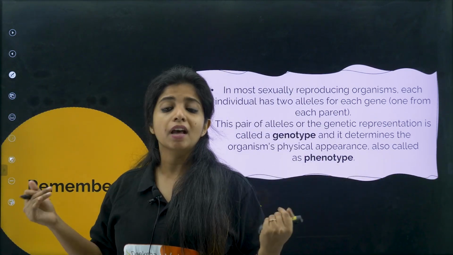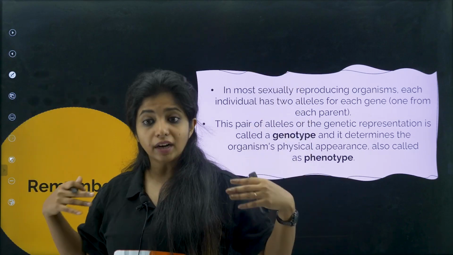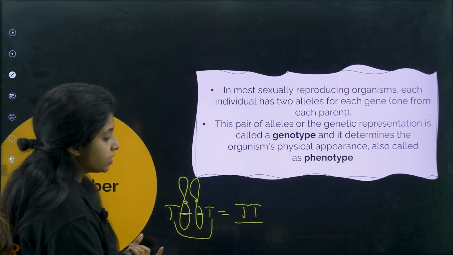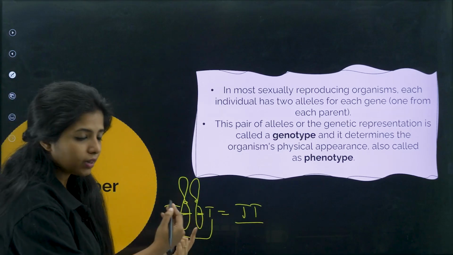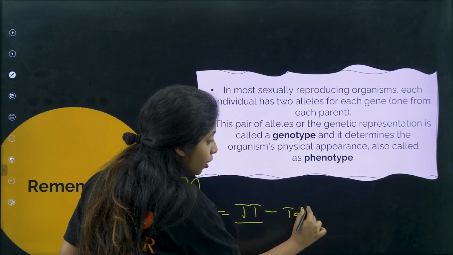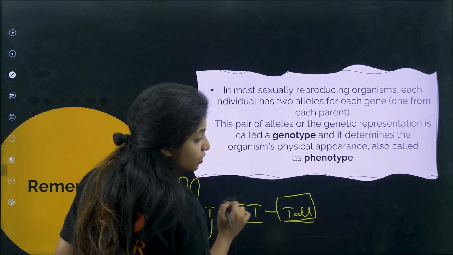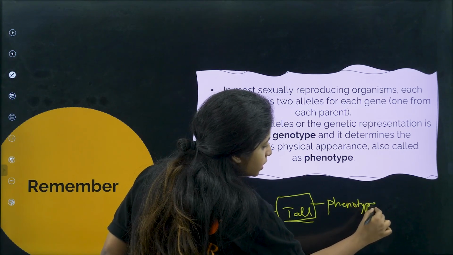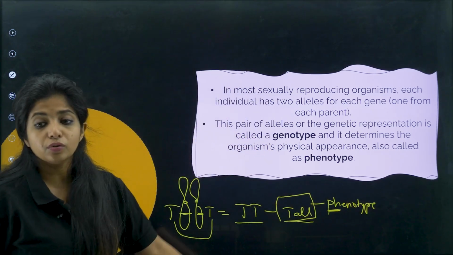I can see the character that I am having. For example, am I tall or dwarf? That is something that is visible. For example, a plant that has this is obviously homozygous tall. There are dominant alleles only, so it will be tall. This physical feature that you can see, you can remember it like that, is known as phenotype.